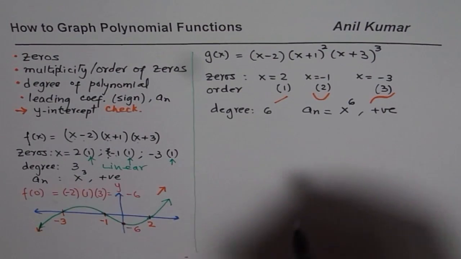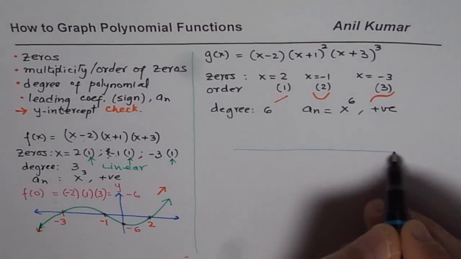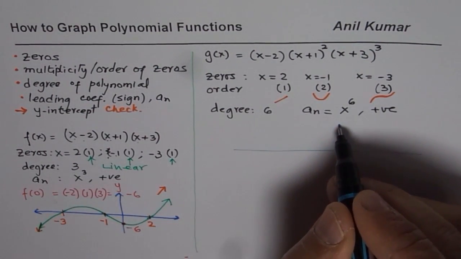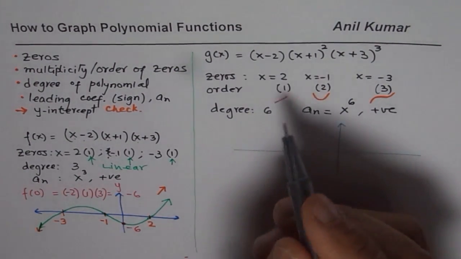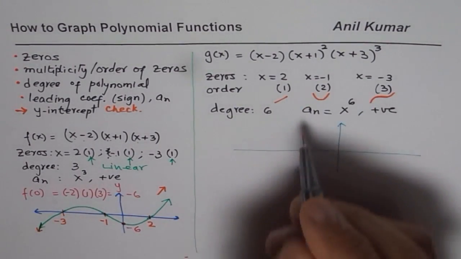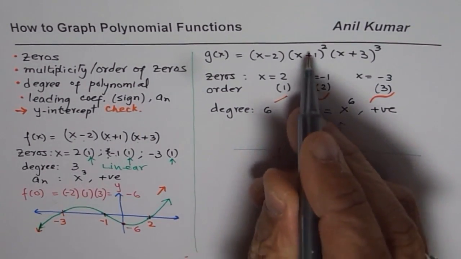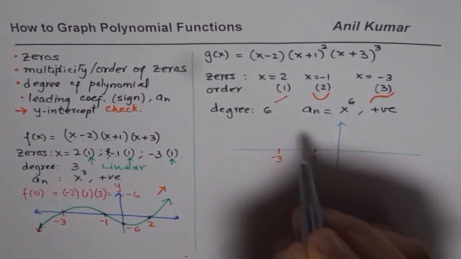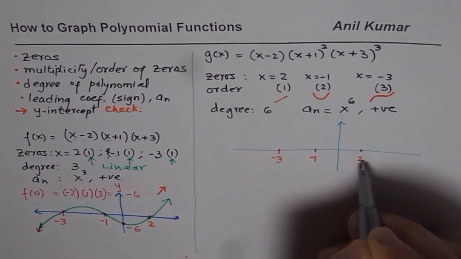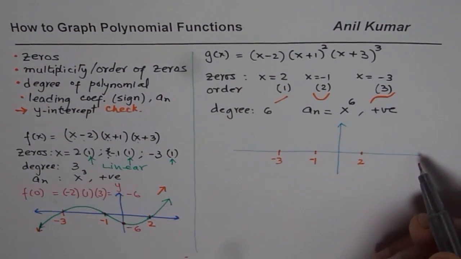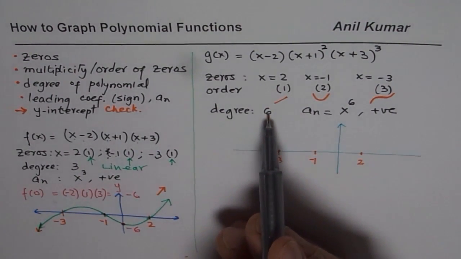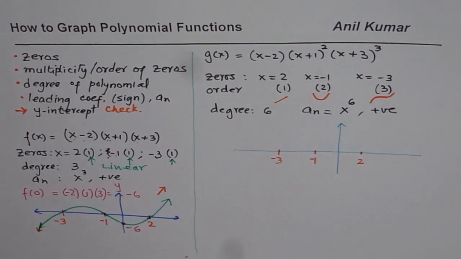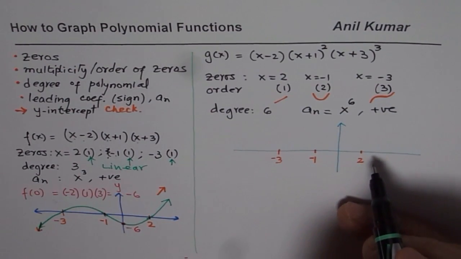Now we'll use the same kind of model, right? So this is our x-axis, that is our y-axis. Still we have the same zeros, the same points, which are at minus 3, then at minus 1, and at 2. The end behavior has changed, since the degree has changed to even instead of odd. Do you see that? Now let us continue to investigate further.